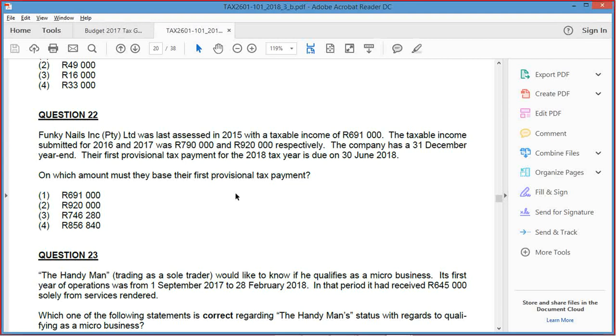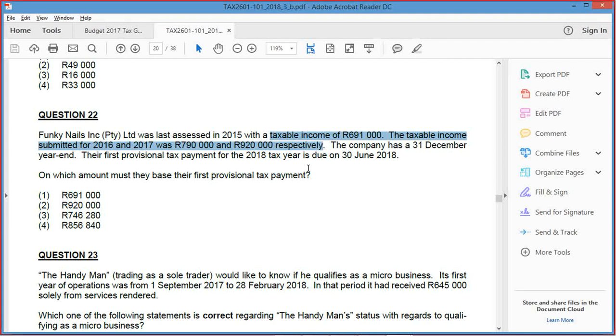What is this looking at? This is looking at the first provisional tax payment, for Funky Nails, last assessment, with a taxable income of that. When you are looking at prior years, the current year is obviously 2018. Do you agree? Yes, sir. And what are they trying to calculate here? They're trying to calculate the amount for the first provisional tax payment, which takes place in August. Yes, sir.